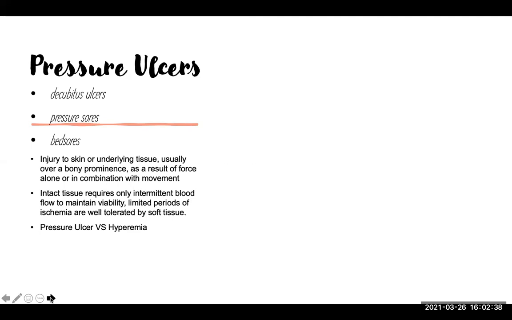Intact tissue requires only intermittent blood flow to maintain viability. So we're talking about the soft tissue around the skin and under the skin. Limited pressures, limited periods of ischemia are well tolerated by the soft tissue. It's the reason why we are turning our patients at least every 2 hours, because the soft tissue under the skin can tolerate a decreased perfusion rate in those areas where pressure is maximized.